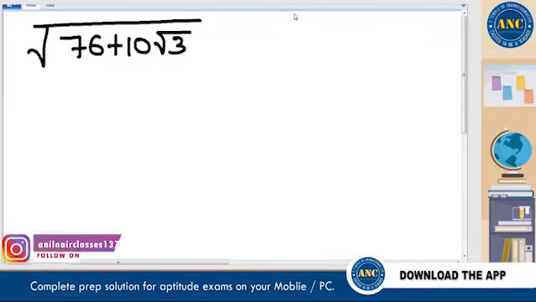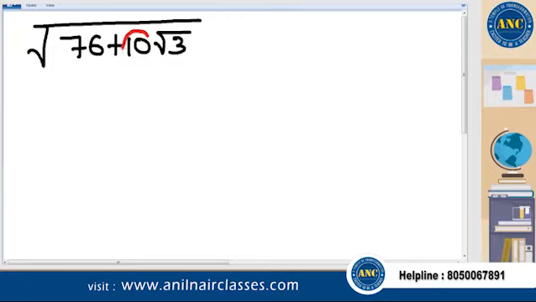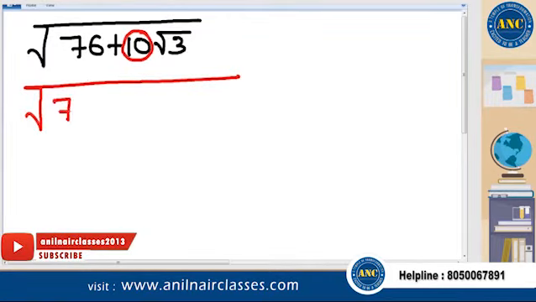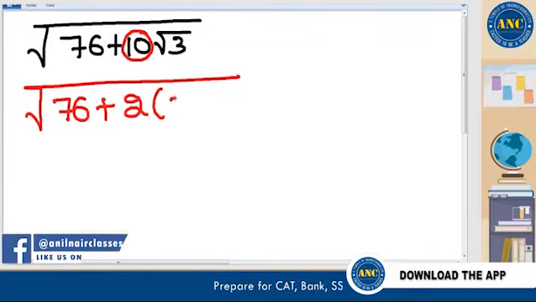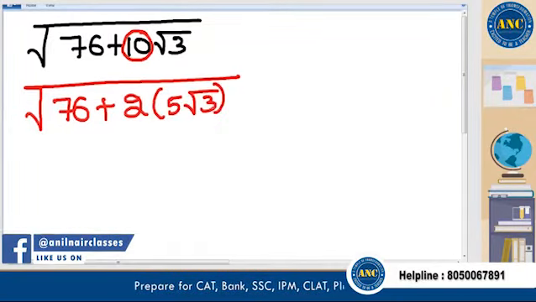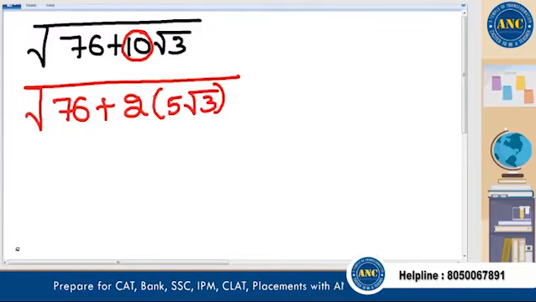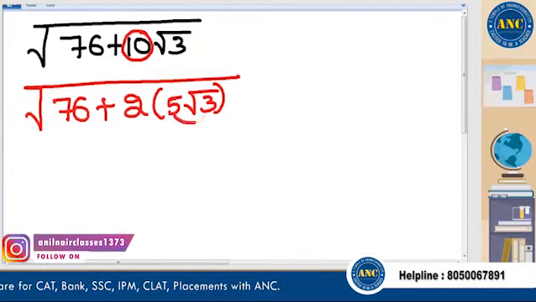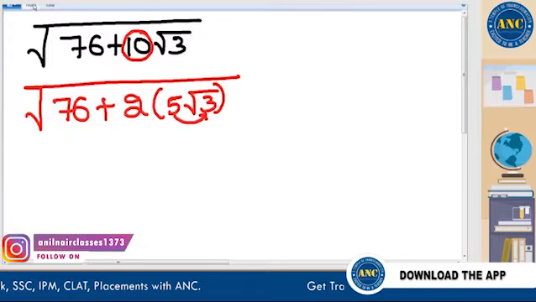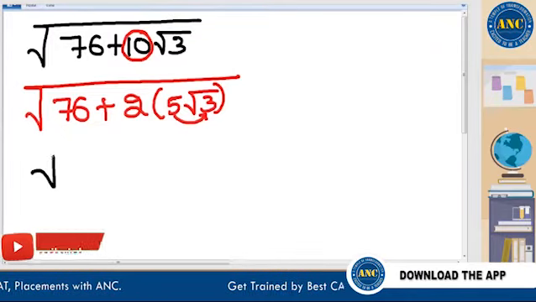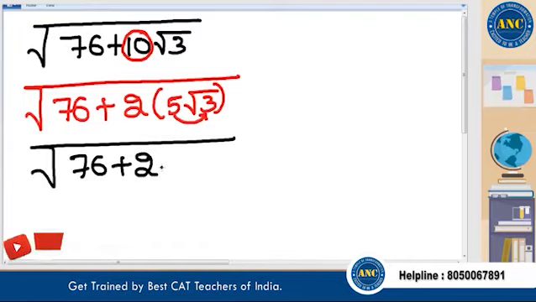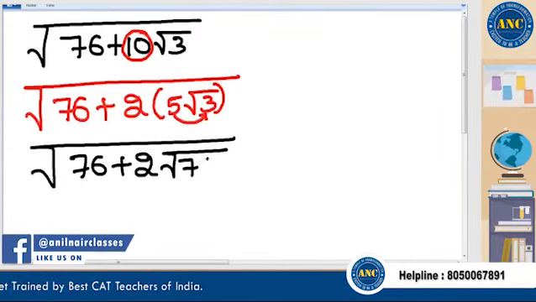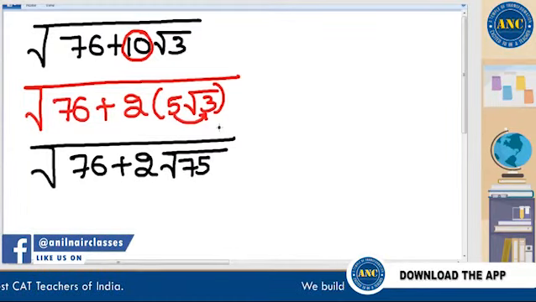Same logic I will implement once again. I don't want it to be as a 10. I want that 10 to be written as 2 into something. So 10 is nothing but 2 into 5 root 3, right? It is 2 into 5 root 3. Now, can I again say that this 5 also, if I put it inside the square root, of which number is 5? Square root of 25 is 5. So it is 76 plus 2 into root of 75, right? Root of 25 into 3 is root 75.